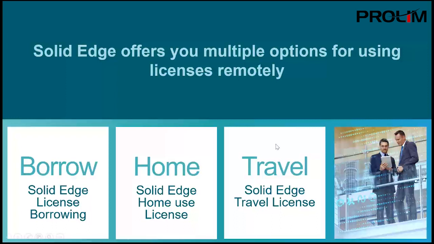And then the travel license is an additional 30 days of licensing that you can take on your machine with you to travel or to work from home. So that starts January 1st. It tracks how many days you're doing that.